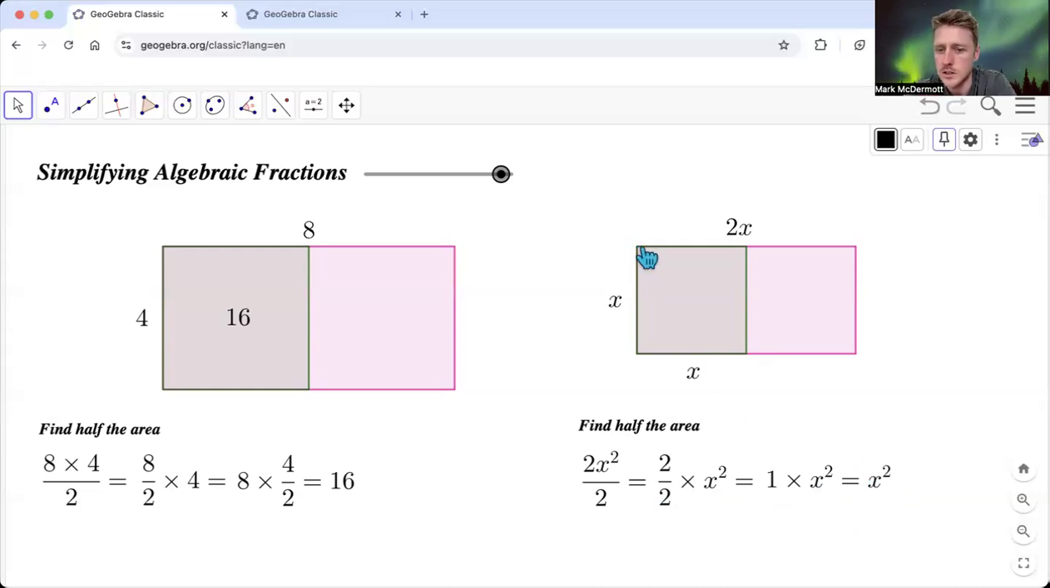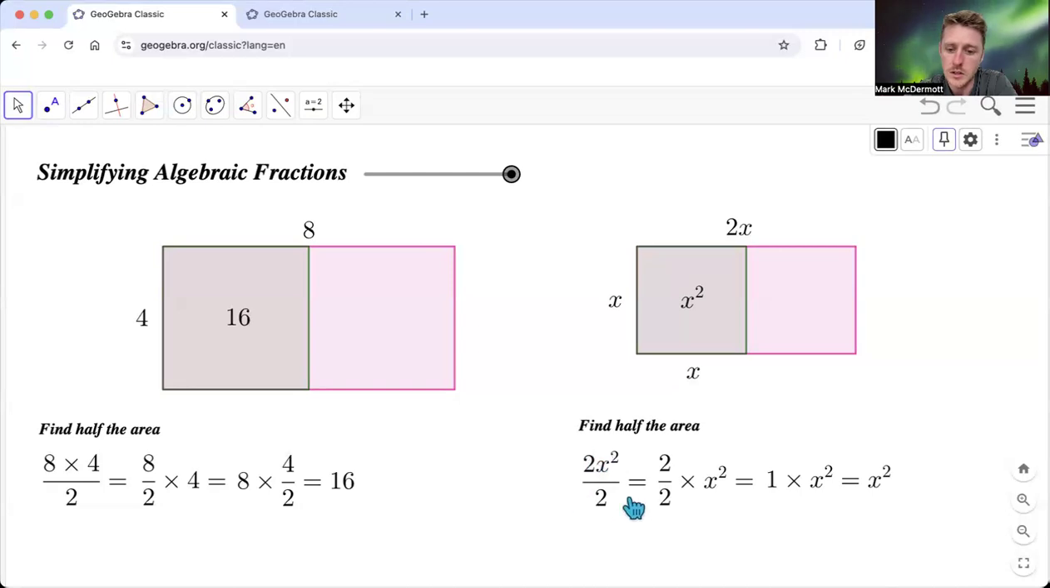And that should make sense. Let's look at the side lengths of this green square. It's x multiplied by x, so it must be x squared. So that's hopefully a reasonably straightforward example of simplifying some algebraic fractions.